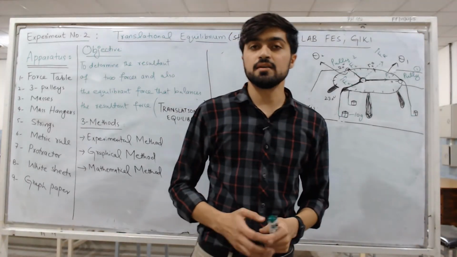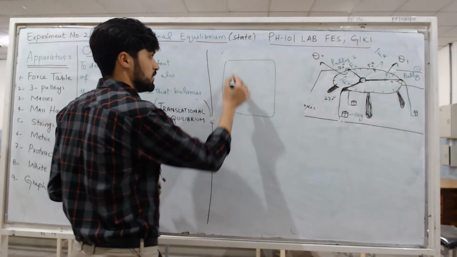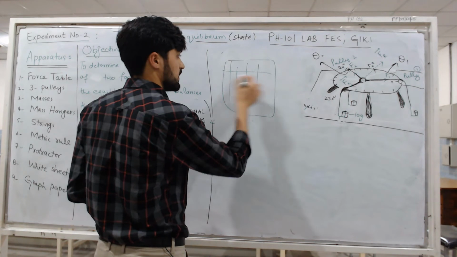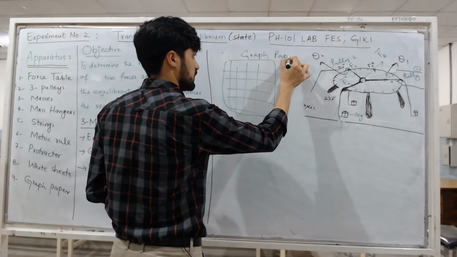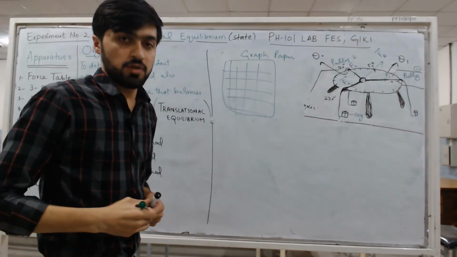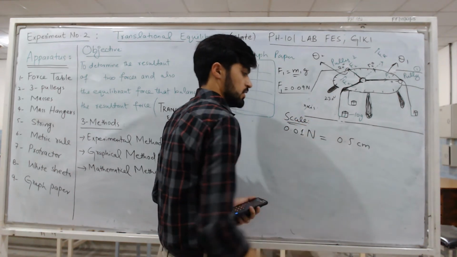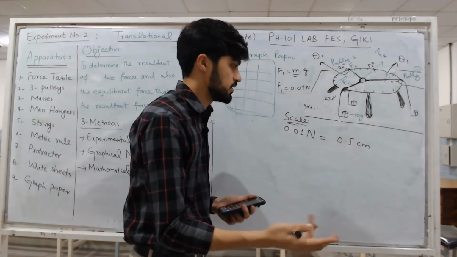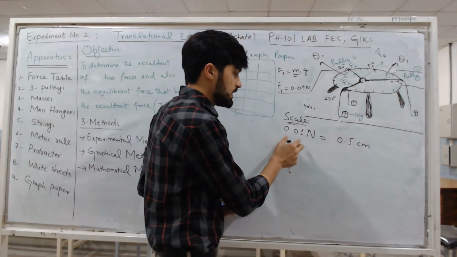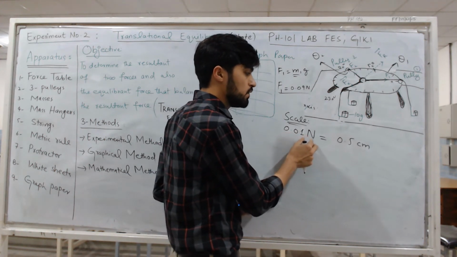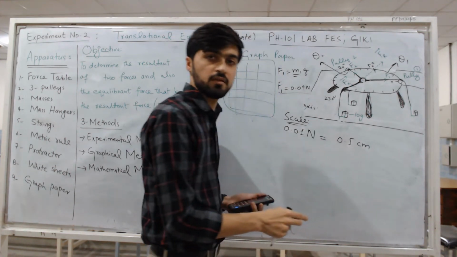So let's discuss the graphical method. You will have a graph paper, which we will be discussing in the experimental section. You will select a suitable scale accordingly. If my force is, let's say, 0.09 Newton, I will select a suitable scale. You can select any scale. Let's say I am assuming that 0.01 Newton is equal to 0.5 centimeter.